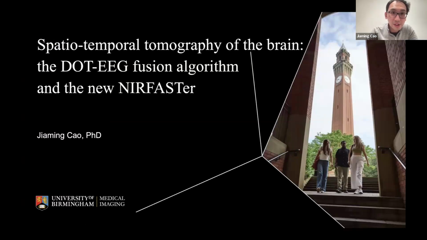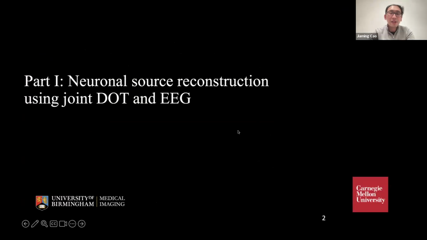Right. So the title is Spatial-temporal tomography of the brain, the DOT-EEG fusion algorithm and new NIRFASTer. As the title suggests, there's going to be 2 parts of it. And if there's no objections, I'm going to start with the first part first. That is the neuronal source reconstruction using joint DOT and EEG.